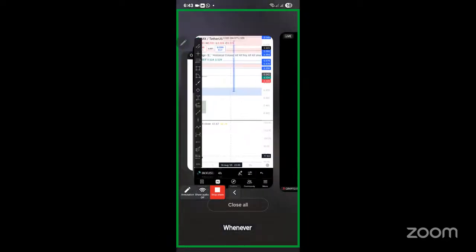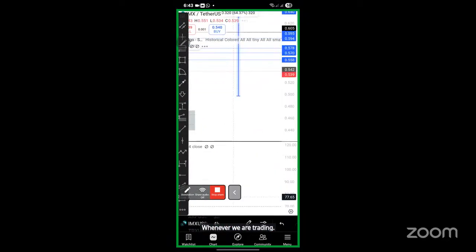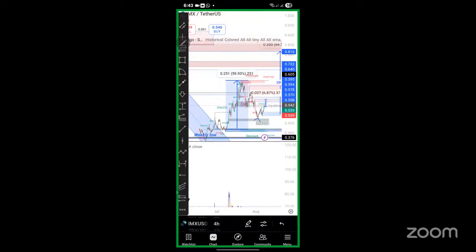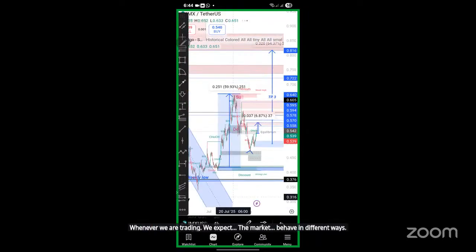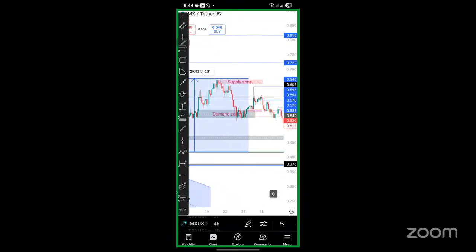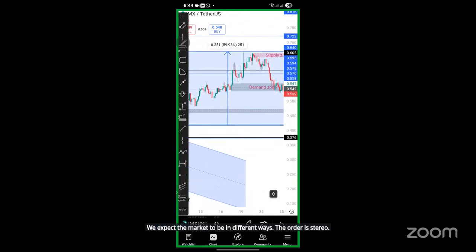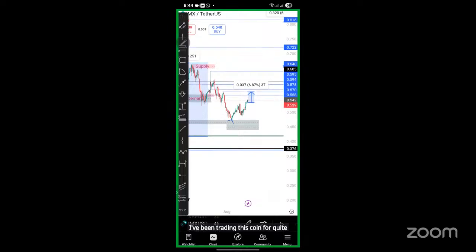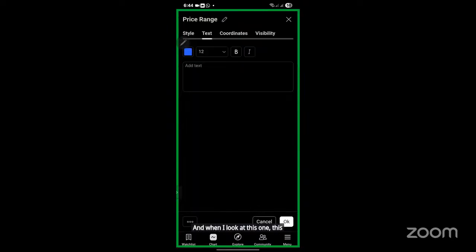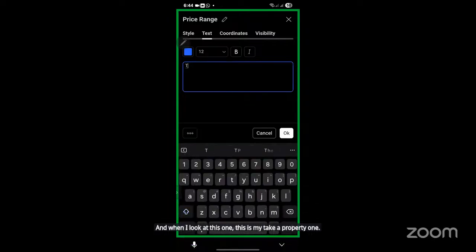Whenever we are trading, we expect the market to behave in different ways. As I always tell you, I've been trading this coin for quite some time, and I'm used to taking partial profits. When I look at this one, this is my take profit one. As per now, this is my TP1.